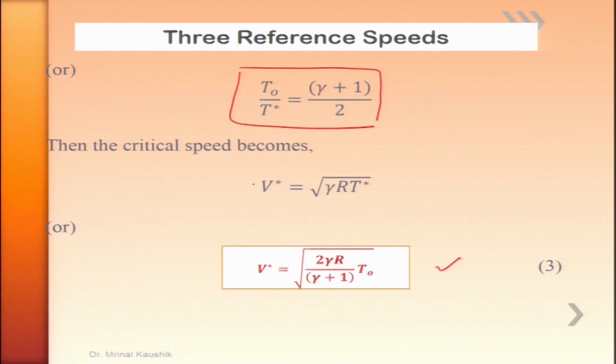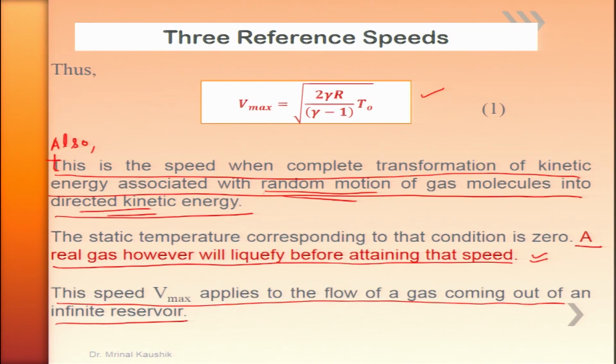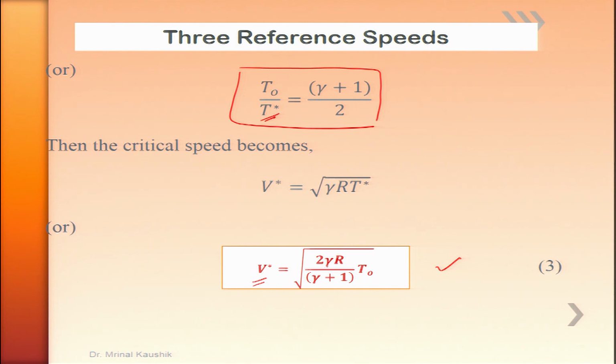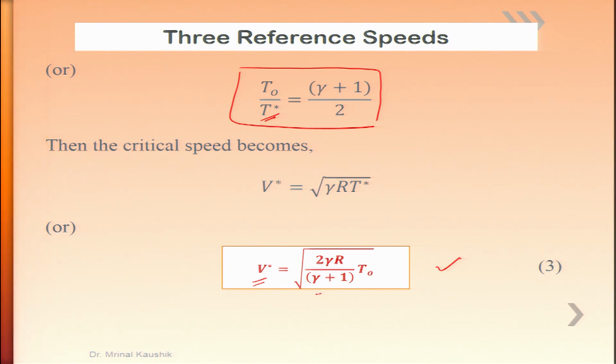Using again V star is equal to square root of gamma T star, if you replace this T star from here, that is 2 T naught upon gamma plus 1, you will obtain the velocity at the expanded through sonic up to sonic state, that is V star becomes square root of 2 gamma R upon gamma plus 1 T naught. Please note the difference: V maximum, what we obtained, has 2 gamma R upon gamma minus 1, whereas when the flow is expanded to the sonic state, the difference is here, same 2 gamma R and T naught, but gamma plus 1.